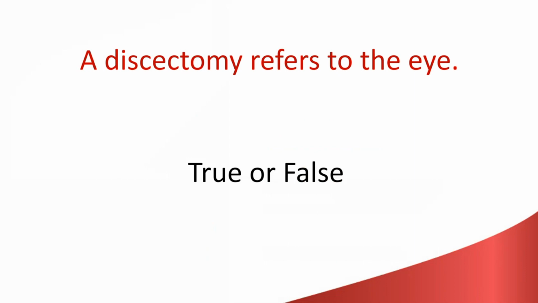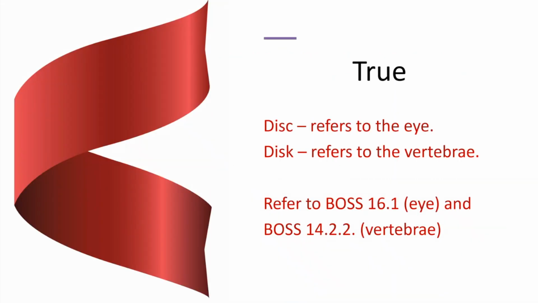A discectomy refers to the eye. So if we saw that the doctor performed a discectomy using a C, we would be talking about the eye. True. Disc with a C refers to the eye. Disc with a K refers to the vertebrae. So if we're talking about the spine, we're talking about disk with a K. If we're talking about the eye, we're talking about disc with a C. BOSS 16.1 and 14.2.2 have got more information for you on that.